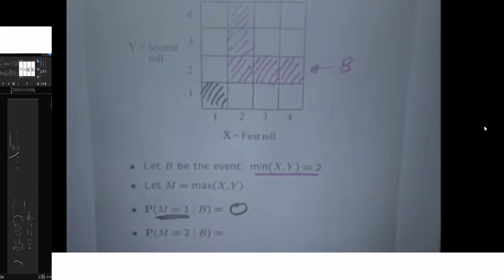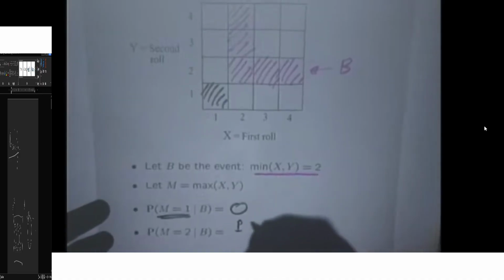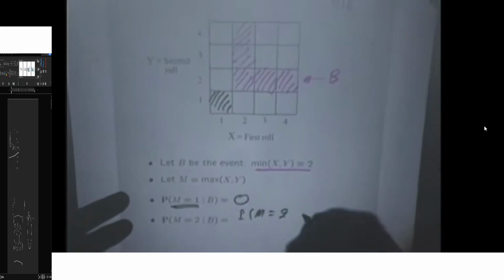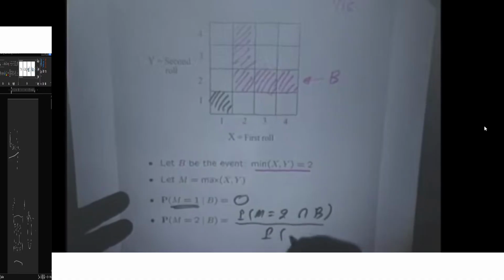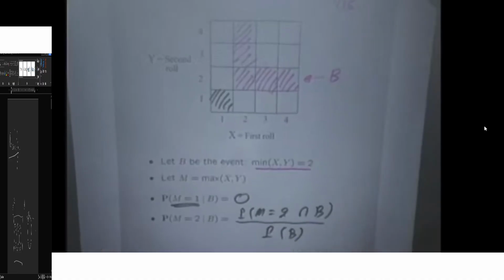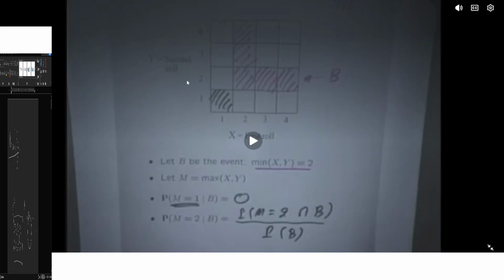How about the maximum being equal to 2, given that event B? Okay, we can use the definition here. It's going to be the probability that the maximum is equal to 2 and B occurs, divided by the probability of B. What's the event that the maximum is equal to 2?